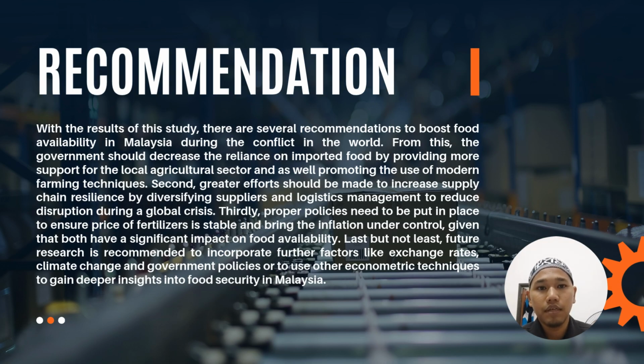Based on the result of this study, several recommendations can be made. First, Malaysia should strengthen domestic food production by supporting local farmers and adopting modern agricultural technologies to reduce dependence on imports. Second, supply chain resilience should be improved by diversifying import sources and enhancing logistics systems to reduce disruption during global crises. Third, policies should be implemented to stabilize fertilizer prices and control inflation, as these factors significantly affect food availability. Fourth, the government should also reduce the impact of crude oil price fluctuation, especially on transportation and production costs.